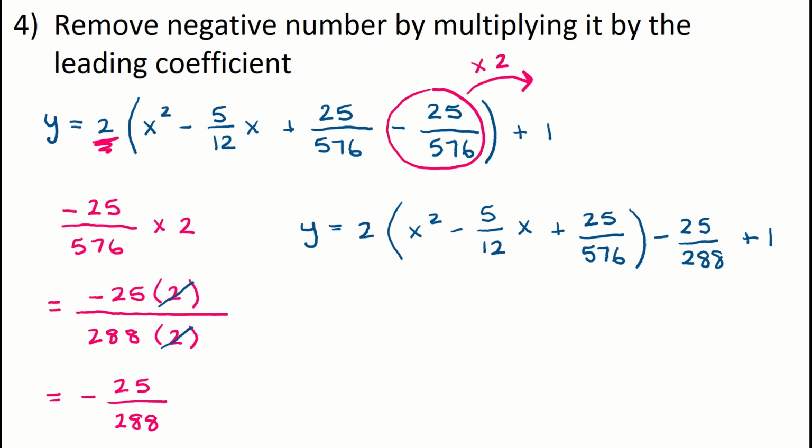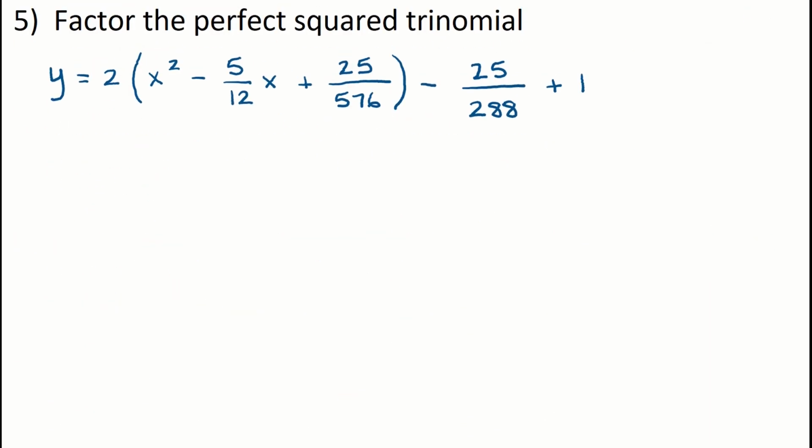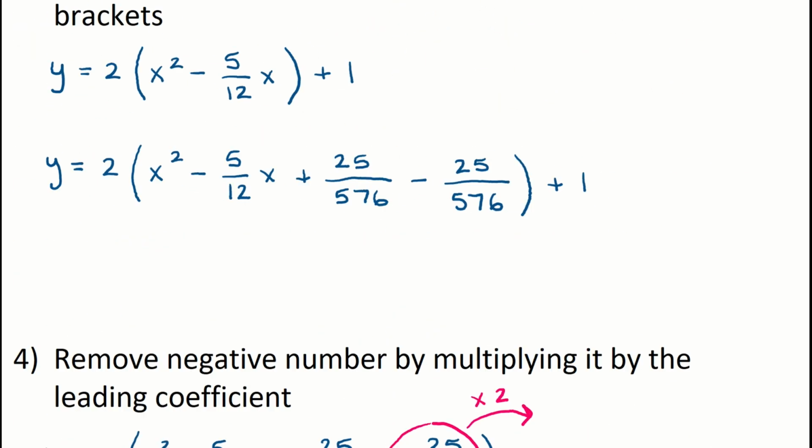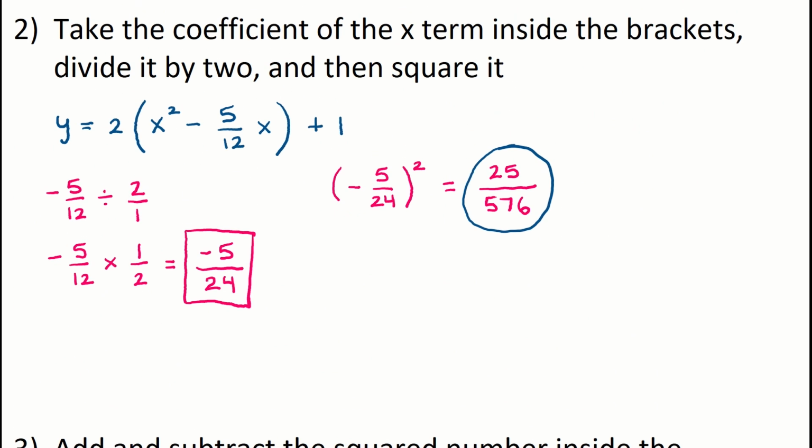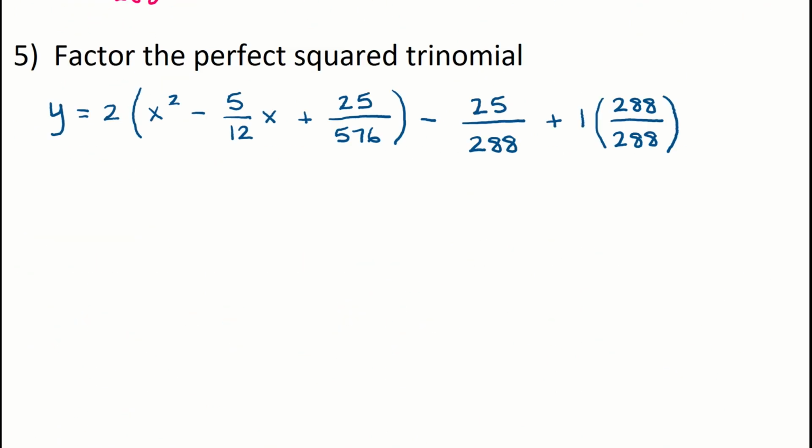So our last step is to factor the perfect square trinomial, and we also have to simplify the numbers at the end. To simplify the numbers at the end, because we're working with fractions, I need a common denominator for the 1. So I'm just going to multiply the 1 by 288 over 288. And remember, to factor that perfect square trinomial, I'm just going to go up to that number I put in a box earlier. Scrolling up, the number in the box is negative 5 over 24. So that's the number that I'm going to use here.